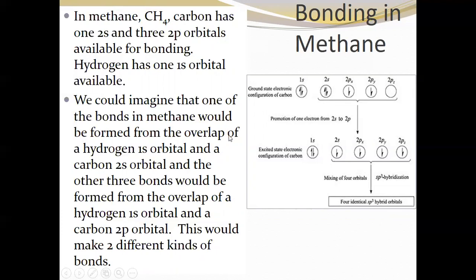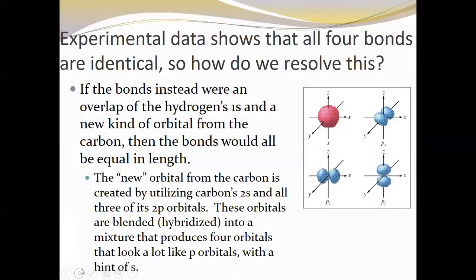So we could imagine that one of the bonds in methane would be formed from the overlap of hydrogen 1s and the carbon 2s orbital. And the other three bonds would be formed from an overlap of the hydrogen 1s orbital and the carbon 2p orbital. This would make two different kinds of bonds. So I know that this sounds really confusing. I'm going to break this down for you. But I'm just kind of telling you where all this information came from and why they're suggesting a different model. So the experimental data shows that all four bonds are identical.